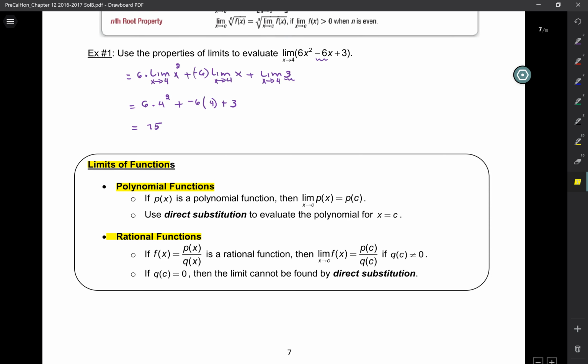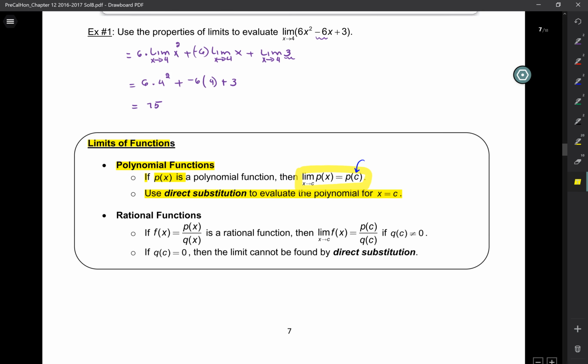So if p of x is a polynomial function, then the limit as x approaches c of p of x is just p of c. What does that mean? If I want to find the limit as x approaches c, I just substitute c in there. That's all I need to do. So basically, I use direct substitution to evaluate the polynomial at x equals c. That's all. So up here, in example 1, we could have just plugged in 4 and been done with it.